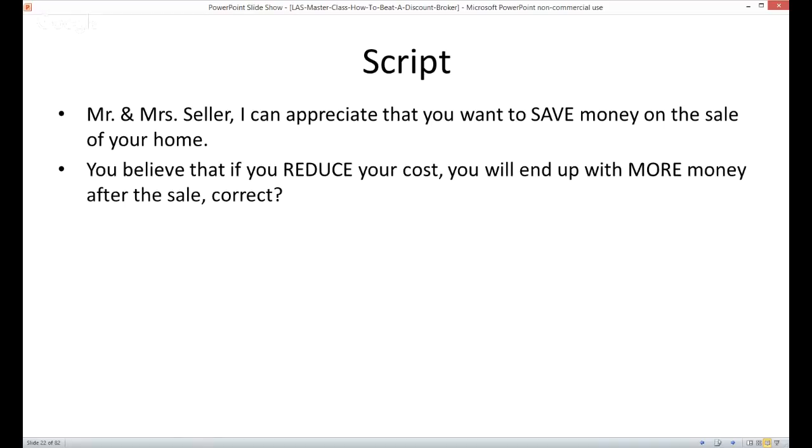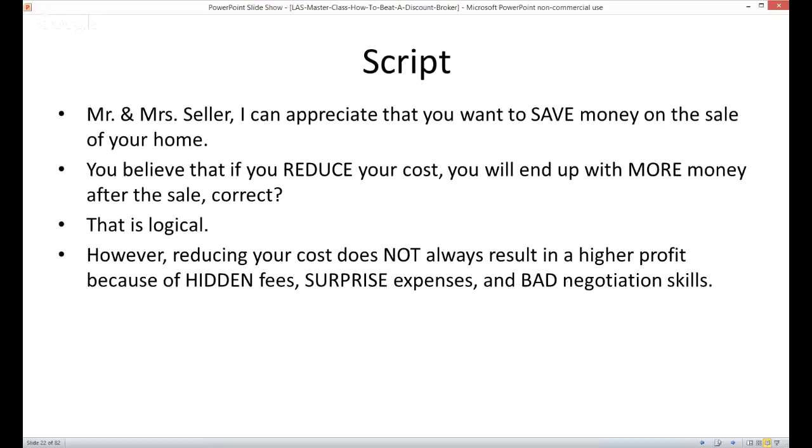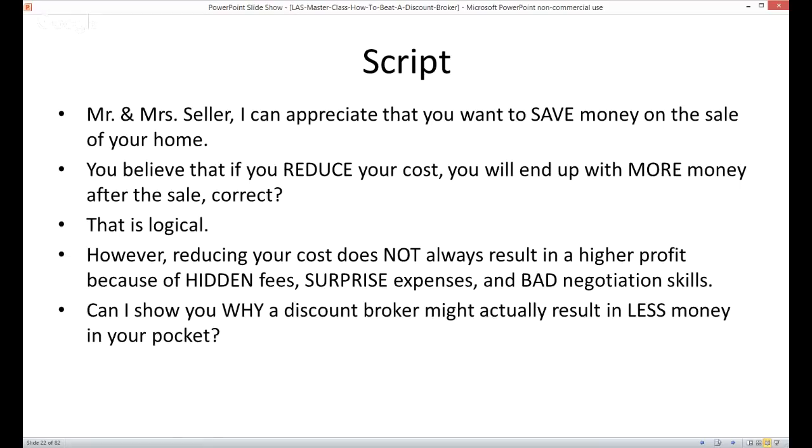That makes sense. You believe that if you reduce your cost, you will end up with more money after the sale, correct? And they're going to say, yeah. Well, that's logical. However, reducing your cost does not always result in a higher profit because of hidden fees, surprise expenses, and bad negotiation skills. Can I show you why a discount broker might actually result in less money in your pocket?